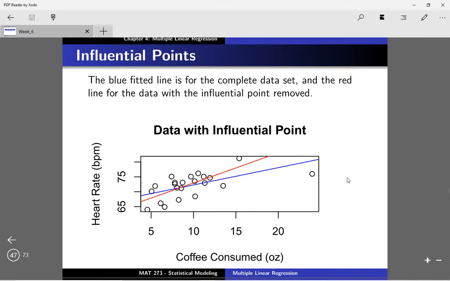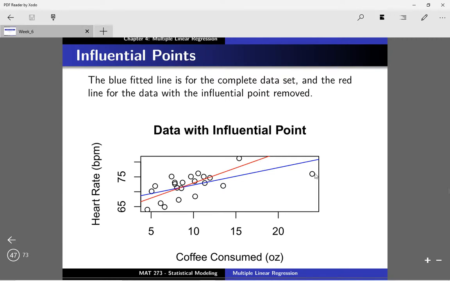Okay, but an influential point, looking at a different example, we have the amount of coffee someone consumes and then their heart rate in beats per minute. This point over here is really far. It's an extreme value on the x-axis, an extreme explanatory variable value. And so it's very influential in that it's pulling the blue line. The blue line is fitted with this point included. Then we can remove it, refit the regression model to the data, and we get the red line.